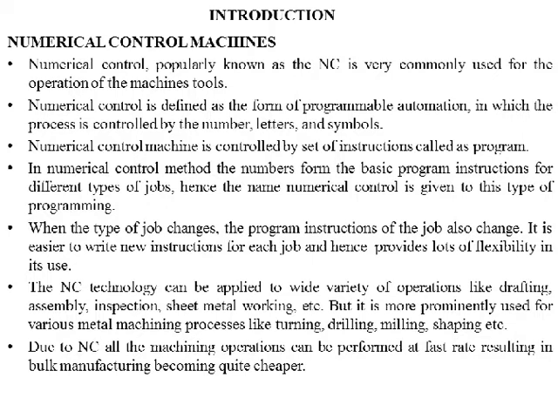A numerical control machine is controlled by using a set of instructions. These set of instructions together form a program. So a program is a major requirement for a numerical control machine. In these machines, the numbers form the basic program instructions for the different types of jobs. Hence, the name numerical control is given to this type of programming. Since it makes use of numbers, the machine is named a numerically controlled machine.